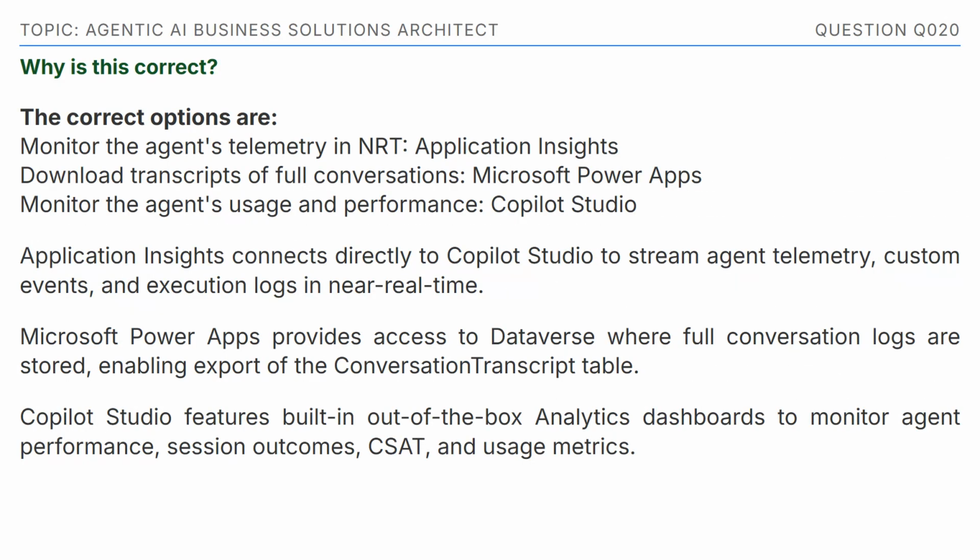The correct options are: monitor the agent's telemetry in NRT, Application Insights; download transcripts of full conversations, Microsoft Power Apps; monitor the agent's usage and performance, Copilot Studio. Why are these options correct? Because Application Insights connects directly to Copilot Studio to stream agent telemetry, custom events, and execution logs in near real time. Microsoft Power Apps provides access to Dataverse where full conversation logs are stored, enabling export of the conversation transcript table. Copilot Studio features built-in out-of-the-box analytics dashboards to monitor agent performance, session outcomes, CSAT, and usage metrics.